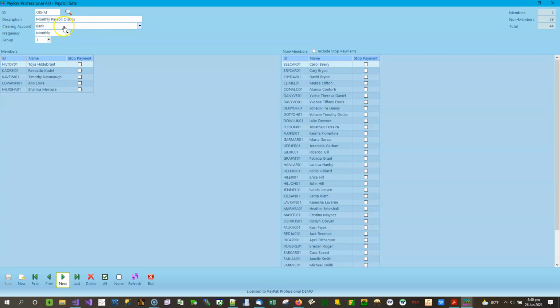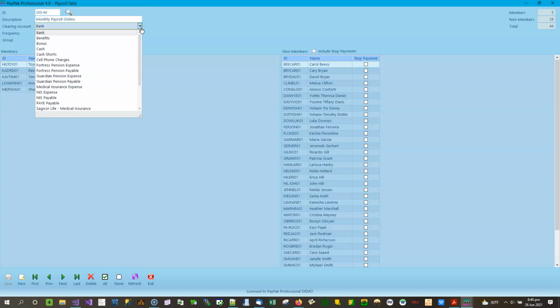Every payroll set has a clearing account. In this case, it says bank. And what the clearing account represents is where the money will come from to pay your employees. In some databases, it may be set up differently. Some companies set it up as the bank account. Some companies set it up as a cash clearing account. Some set it up as a payroll clearing account. It can go by various different names, but essentially it's where the money is coming from to pay the employees.